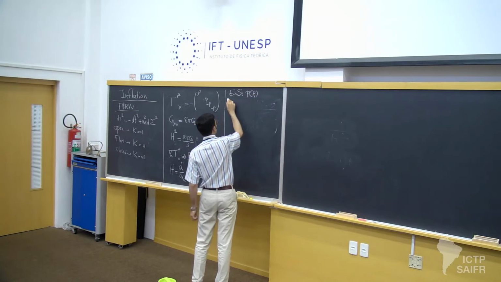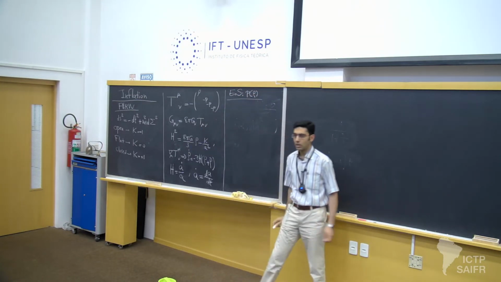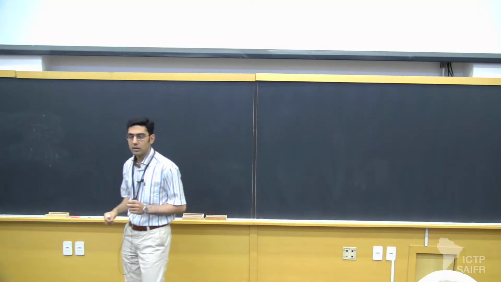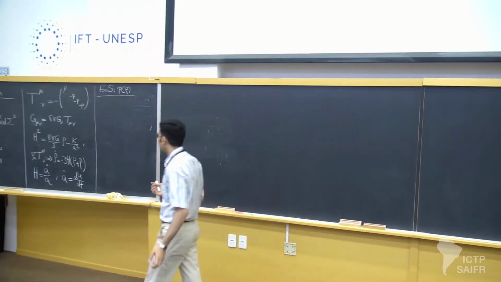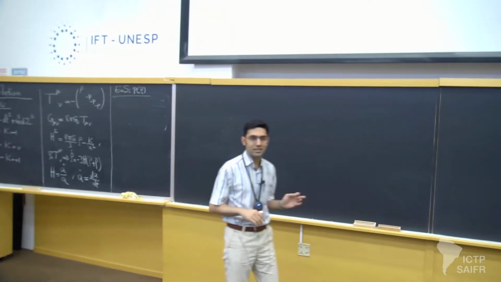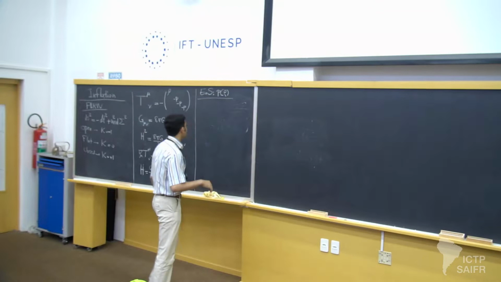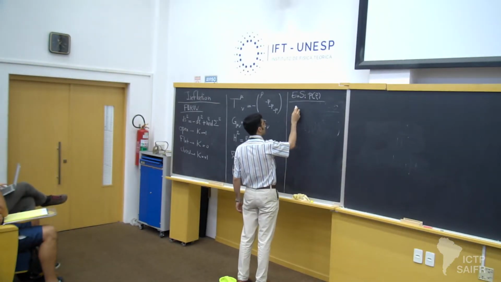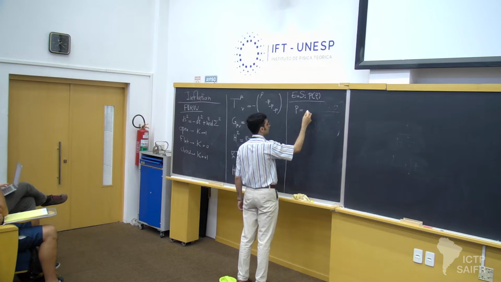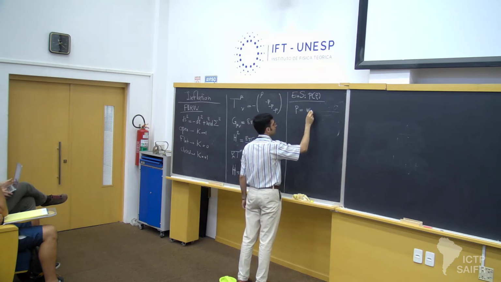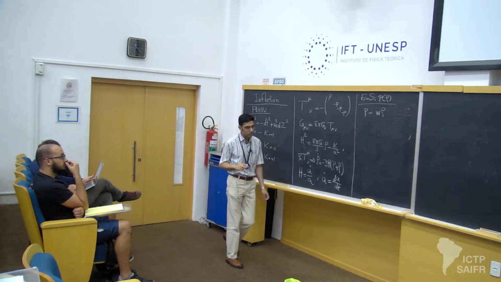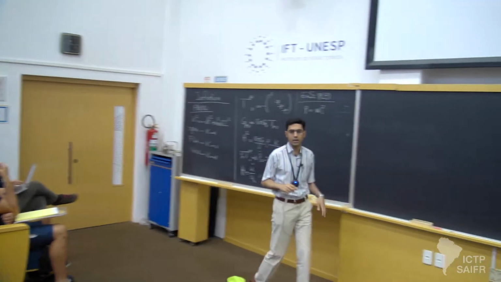So if we know how P depends on rho, then we can solve this system of equations. Now, we can consider some simple models, which, despite being simple, are actually very realistic in our universe. Take the pressure to be given by P proportional to rho, with some proportionality constant that we call W.